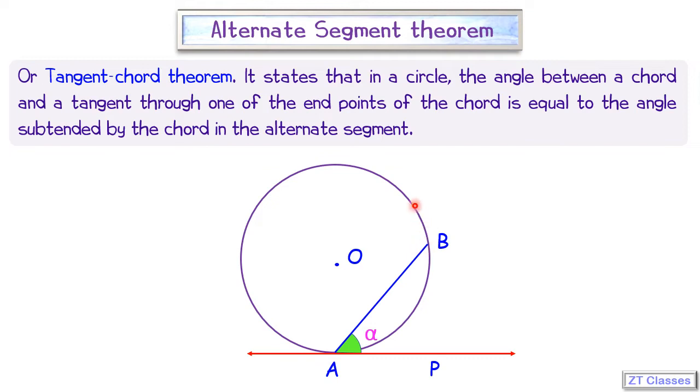So here, in this part of the circle, wherever this chord AB subtends an angle, that angle will be alpha only. So here in this particular case, if I am taking this as beta, then alpha and beta will be equal. This is also called as tangent chord theorem.